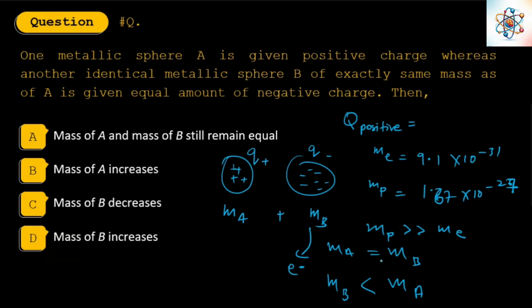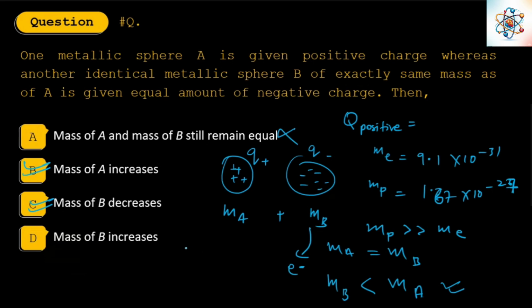So what can we say about this condition? That the mass of sphere A is greater. If we read the options, 'mass of A and mass of B still remain equal' is highly wrong. They both changed. 'Mass of A increases' is a correct statement. Let us see the other options also. 'Mass of B decreases' is also correct. This is also going to happen.